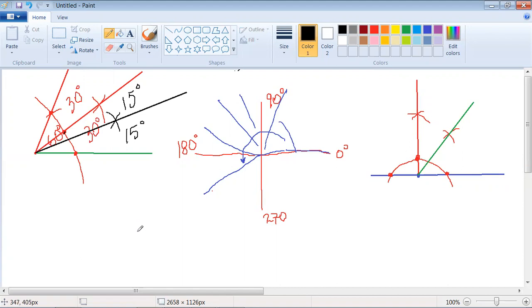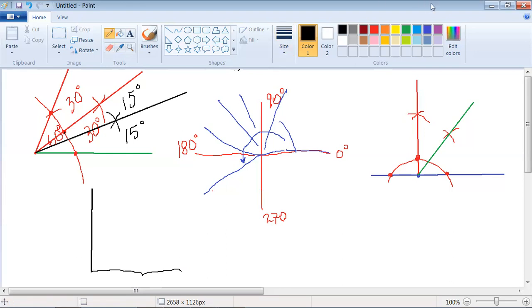The other exercise is when we have a 90 degree angle, right? Say you have the 90 degree line. I want to divide it in three equal spaces. You want to divide it in 30, 30, 30.